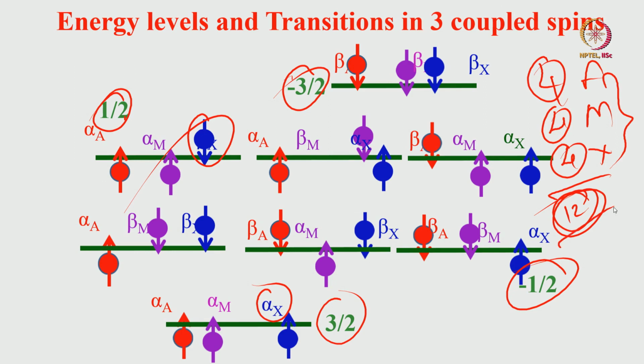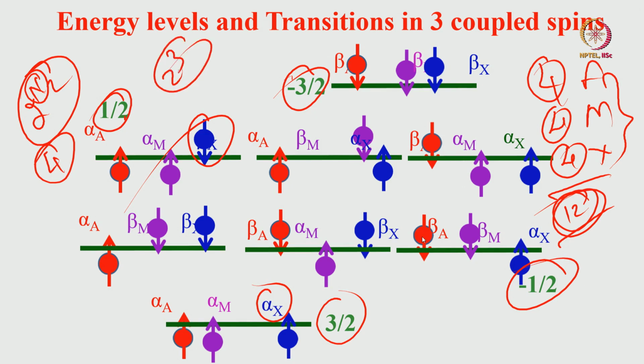If you go to 4 spins, it is even more difficult to understand, because they will have 16 energy states. It is very difficult, but you can work it out. But the simple rule is that 2 to the power of n energy states are there. If there are n coupled spins, we have 2 to the power of n states. If n is equal to, let us say, 2, that is 2 squared, there are 4. Now n is equal to 3.